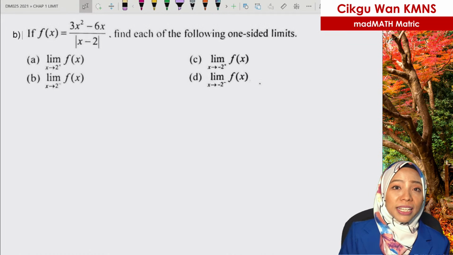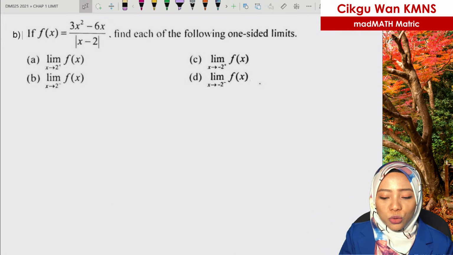Kalau betul faham tadi, you must be able to do question B.